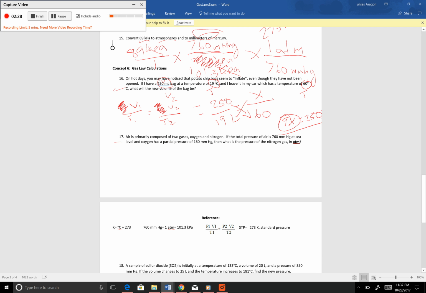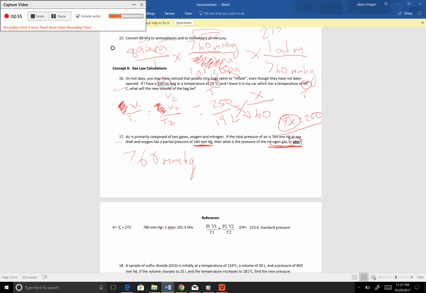Moving on. Now, as air is primarily composed of two gases, oxygen and nitrogen, if the total pressure of air is 760 millimeters of Hg at sea level and oxygen has a partial pressure of 160 millimeters of mercury, then what is the pressure of nitrogen gas, in ATM? We'll figure out ATM in a little bit.